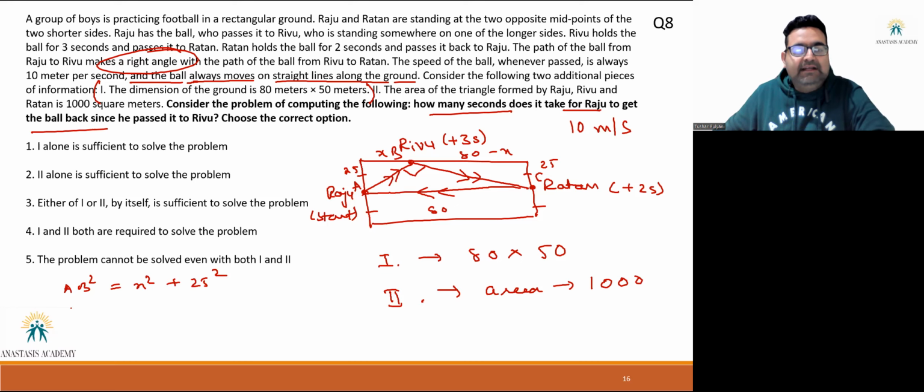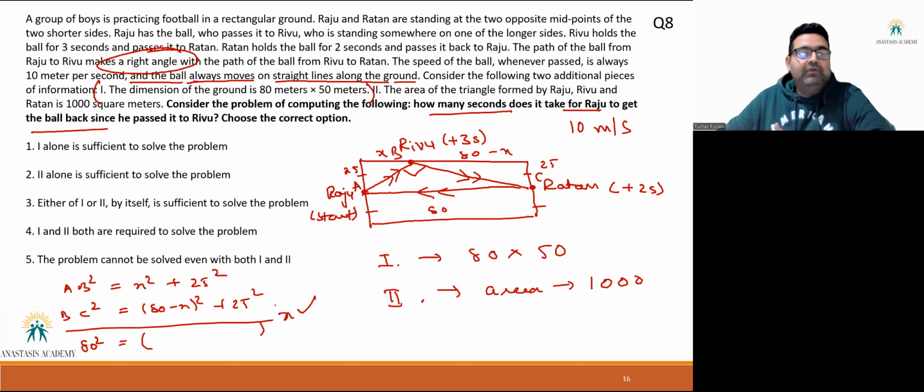Similarly, from the other side, BC square will be 80 minus x whole square plus 25 square. If I add them, AB square plus BC square is anyways given to be 80 square. So these two added will be 80 square. So I can solve x, right? I'll get x. We don't need to actually solve the problem in DS, but we know that x will come. And once x comes, I can get all these lengths. All the lengths in the question, so one alone is sufficient to solve.